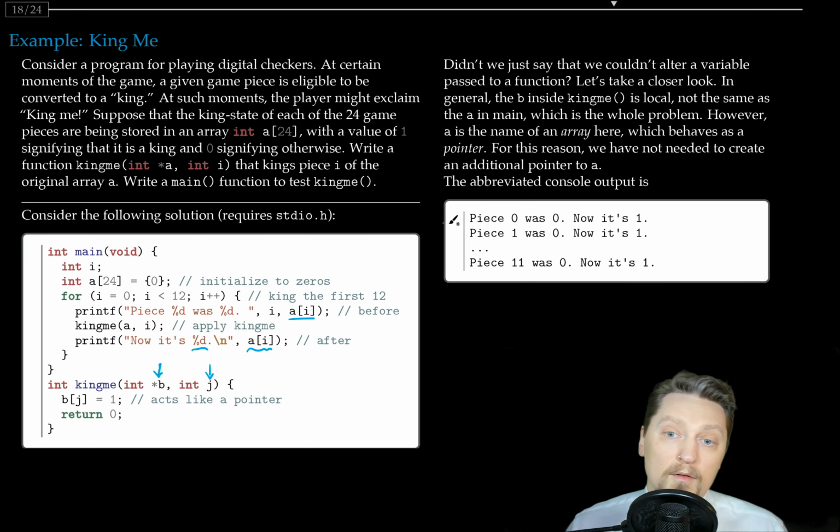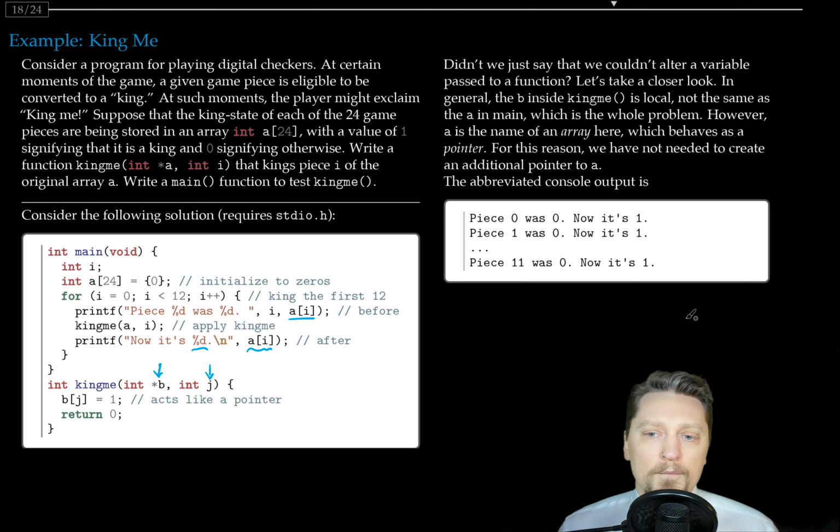So the output that we printed to the console is piece 0 was 0, now it's 1. Piece 1 was 0, now it's 1. Piece 11 was 0, now it's 1. So all the way down to 11. And yeah, so we were able to turn the zeros for the first 12 elements of A to 1s, signifying that they are now kings.